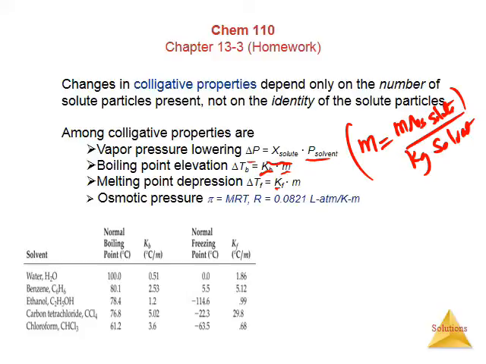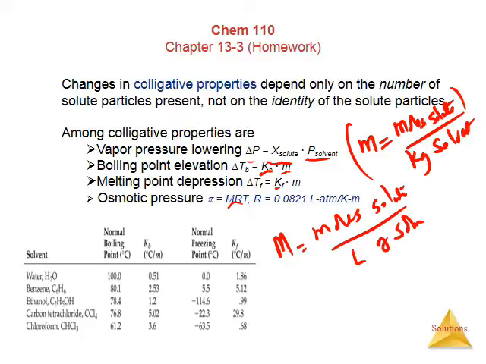So both boiling point elevation and melting point depression would involve molality of solute. Osmotic pressure, on the other hand, would need molarity. Molarity is expressed by capital M, and which is given by moles of the solute on the top and liter of solution on the bottom. So that's molarity.